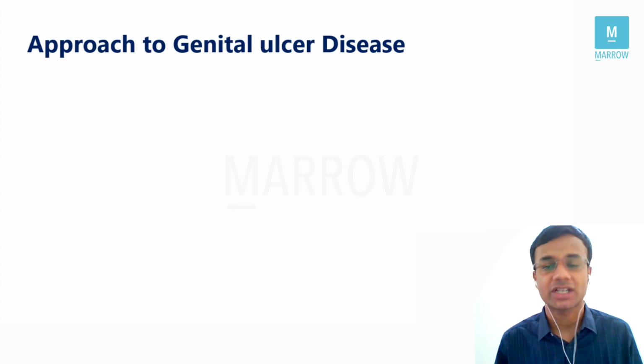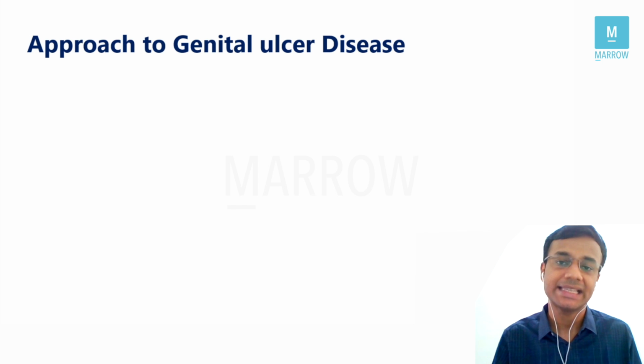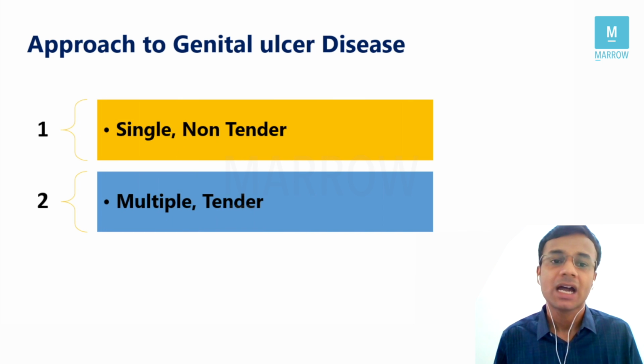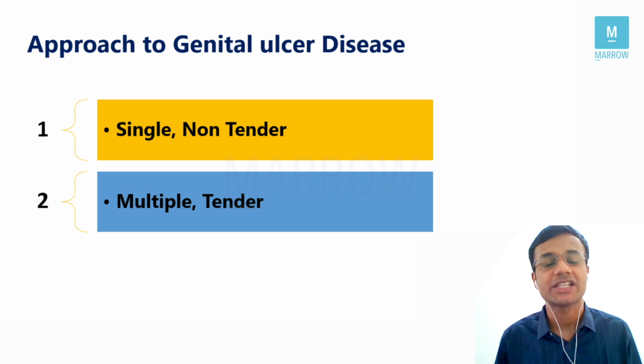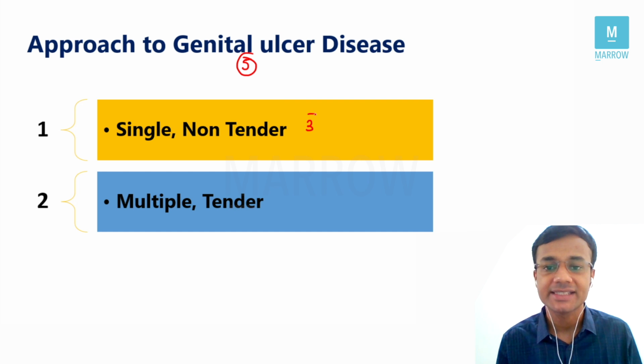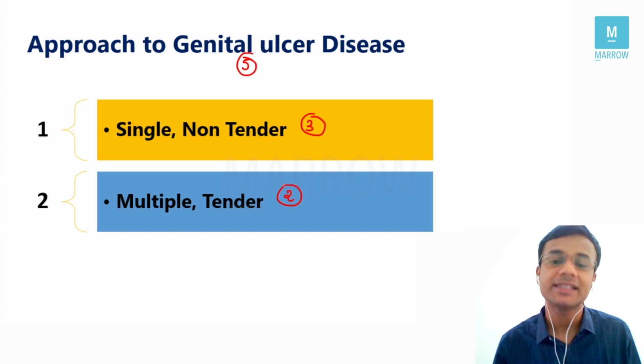Now, how should we approach a question on genital ulcer disease? You can see in this particular INICET there were 4 questions from STD, so this becomes very, very important. Whenever there's a question on genital ulcer disease, you classify it like this: are the ulcers single and non-tender, or are the ulcers multiple and tender? Once you make this broad classification, you can easily divide the STDs, because there are 5 important STDs which produce genital ulcer. When you say single and non-tender, there are 3 diseases in this category. And when you say multiple and tender, there are 2 diseases in this category.